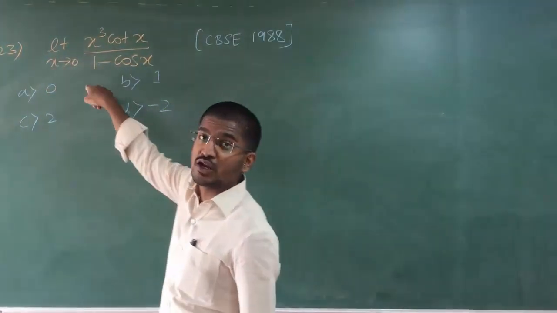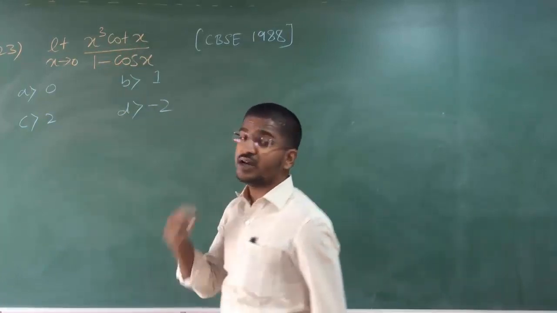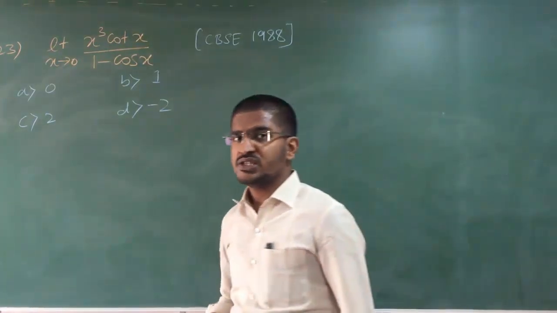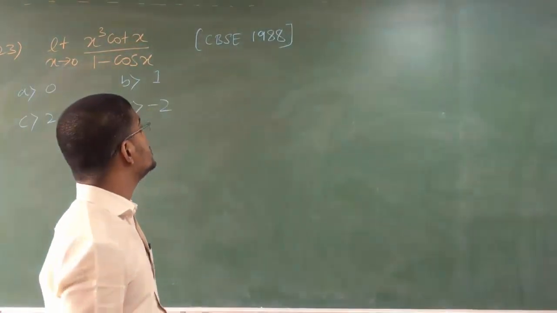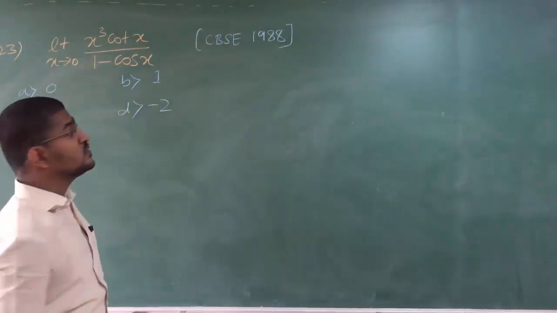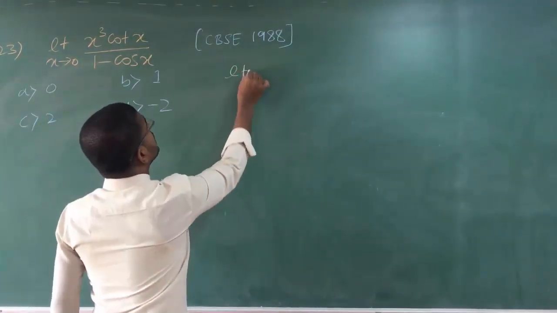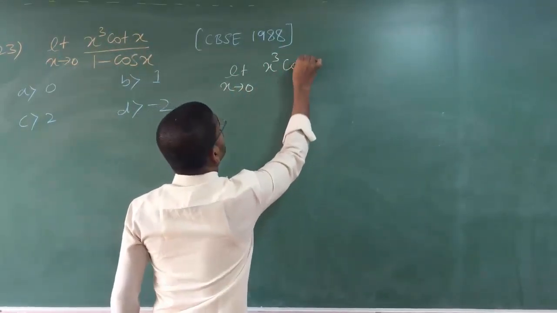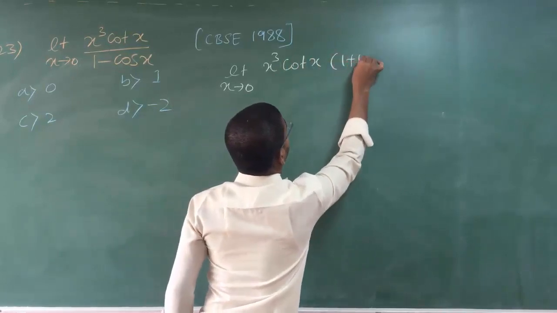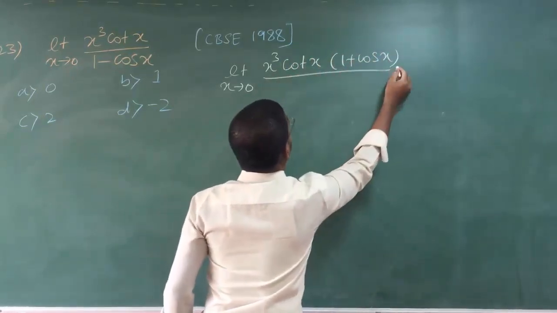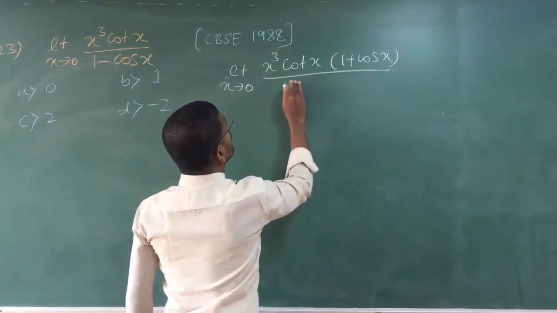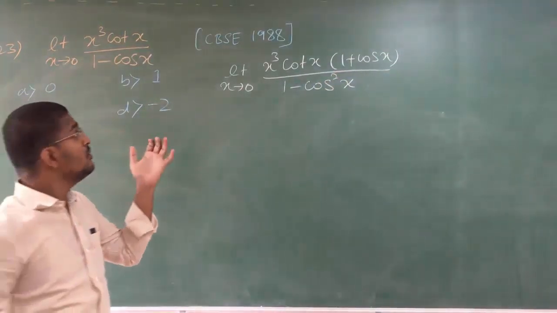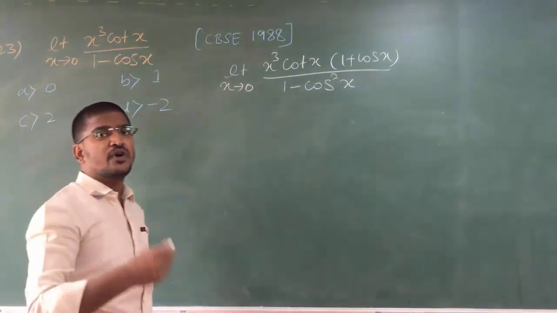Now, see the question number 23. Limit x tending to 0, x cube cot x divided by 1 minus cos x. Clear? So already we have practiced rationalization method. So here you have to follow rationalization method of denominator. So that will be limit x tending to 0, x cube into cot x into 1 plus cos x divided by 1 minus cos square x. This will be the term. Clear? By rationalizing denominator, you simplify the steps very quickly.